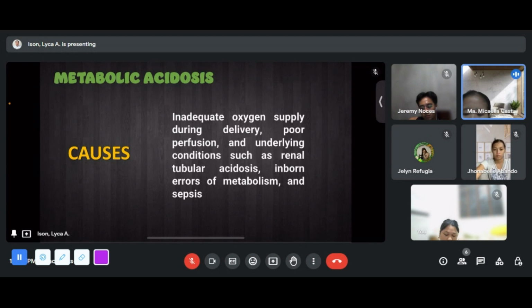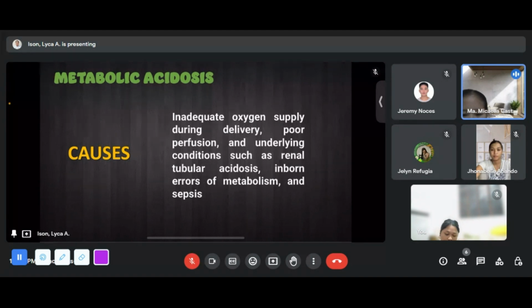So, inborn errors of metabolism may occur due to problems in metabolism that are present at birth, tulad ng mga enzyme deficiencies. Kapag hindi sapat ang kakayahan ng katawan na mag-metabolize ng mga acid, maaaring mag-accumulate ito sa katawan at magdulot ng acidosis.